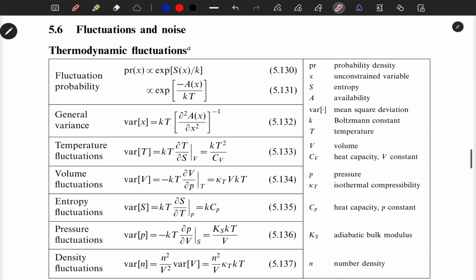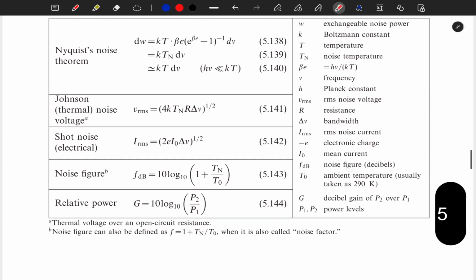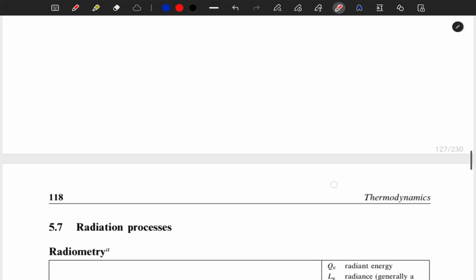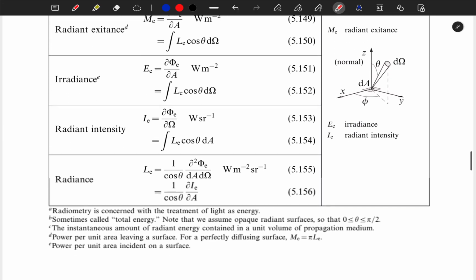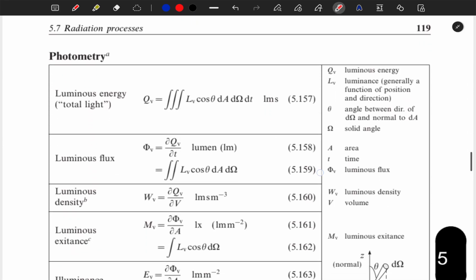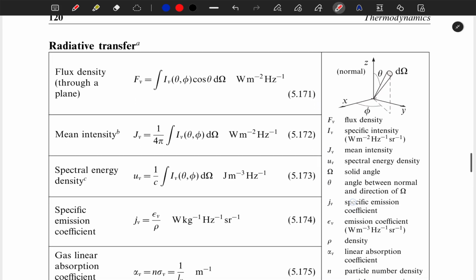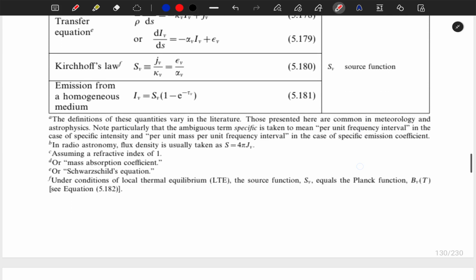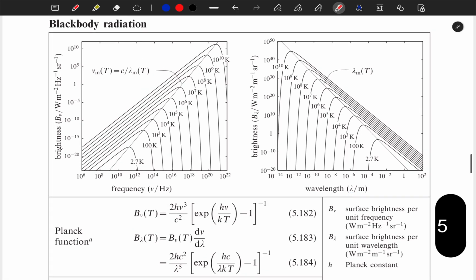So fluctuation and noise, we don't need that. Radiation processes, photometry, radiative transfer, black body radiation, we need a little bit of this.